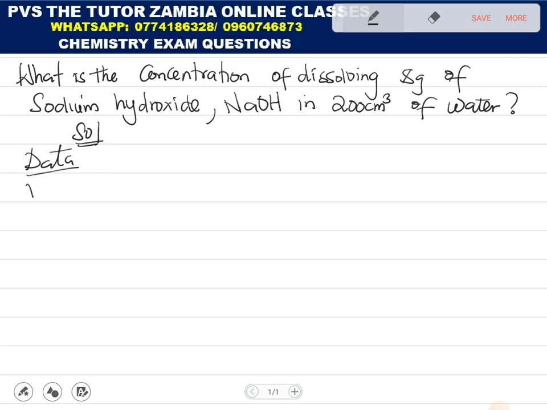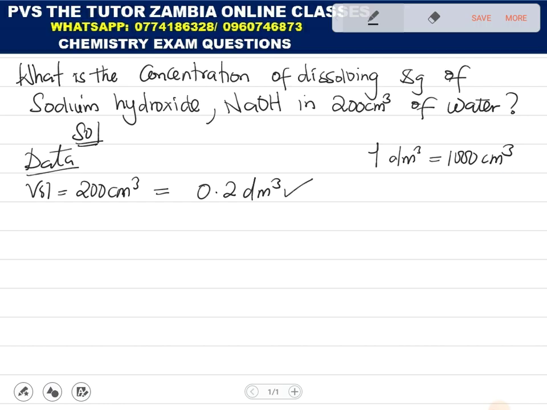Let's look at the data that we have first of all. The first thing that we have is the volume, which is 200 cubic centimeters, which we can convert to cubic decimeters by dividing by 1000. So if we divide by 1000, we end up having 0.2 cubic decimeter. Remember that 1 cubic decimeter is just equal to 1000 cubic centimeters. This is the relationship that we are using to do this, because our volume should be in cubic decimeters standard.